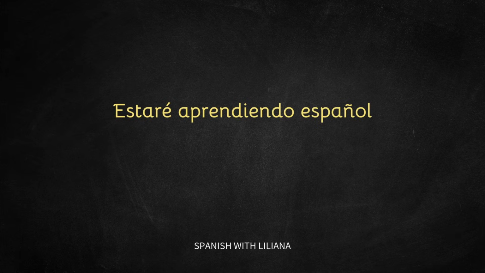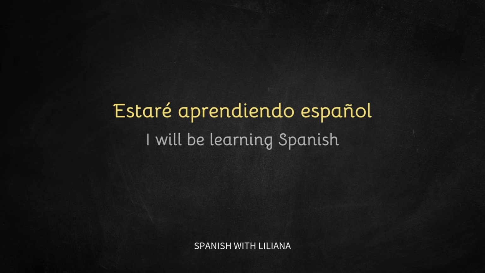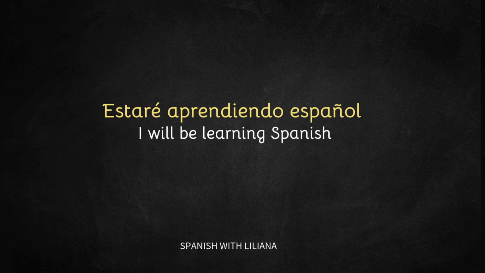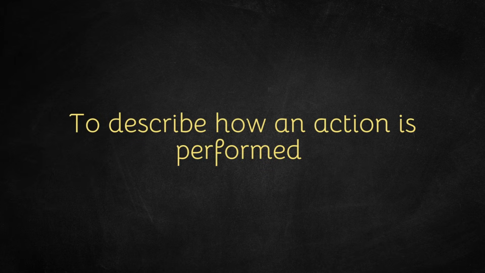Just like the -ing verbs, in these sentences, the Spanish gerunds don't change. So we could change estoy aprendiendo español to the future progressive, estaré aprendiendo español. The structure doesn't change. A second way to use these verbs is to describe how an action is performed.